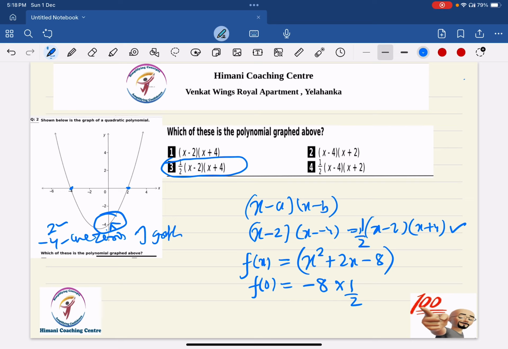Kids, understand this. How do we know which one is right? First, we figured out the zeros. Then, we are simply using that when the graph crosses y-axis, x is 0. So, find f of 0. This value is f of 0. Okay. And these values are when f of x is equal to 0.